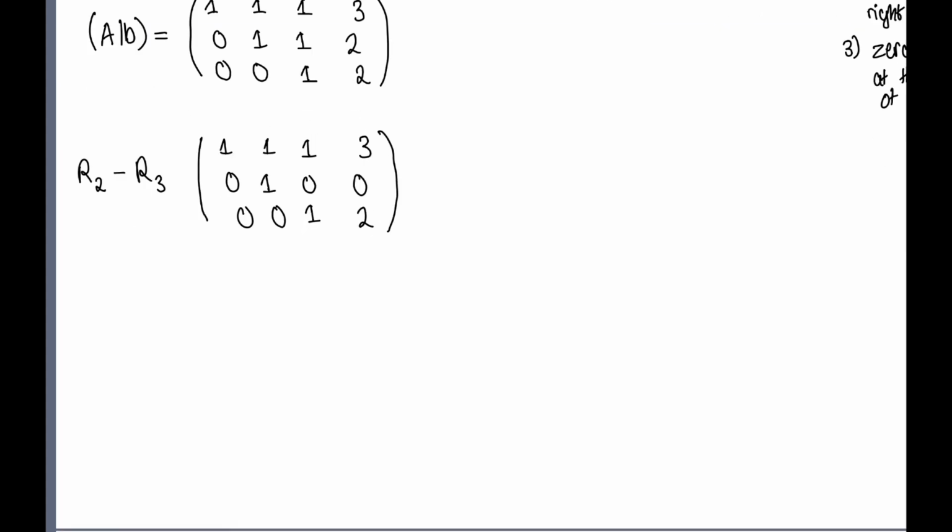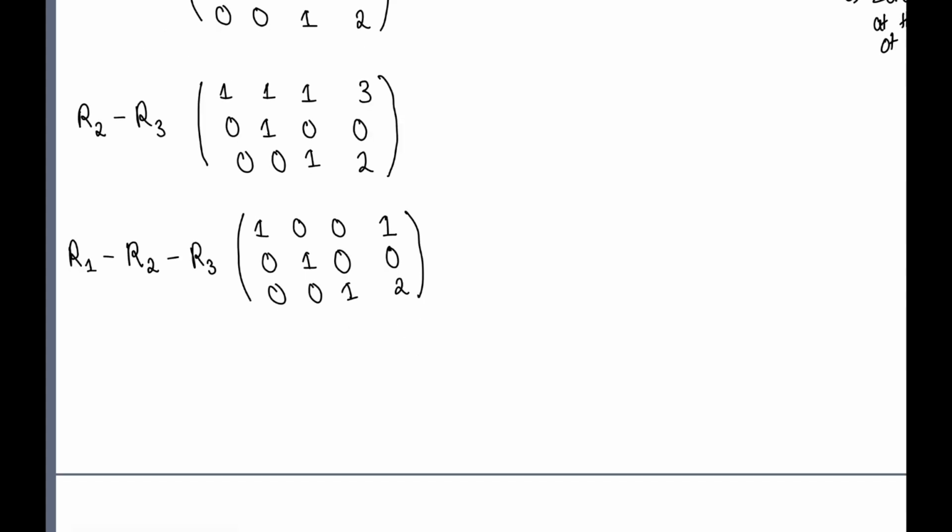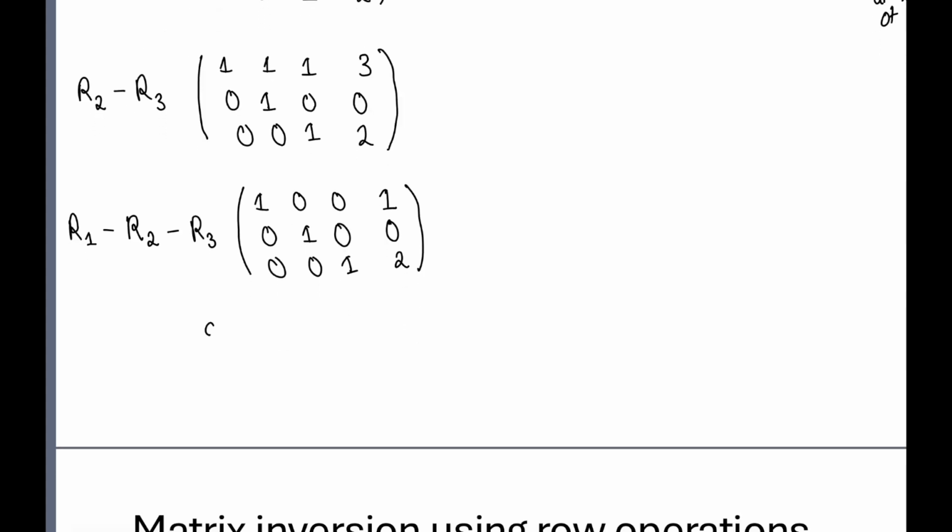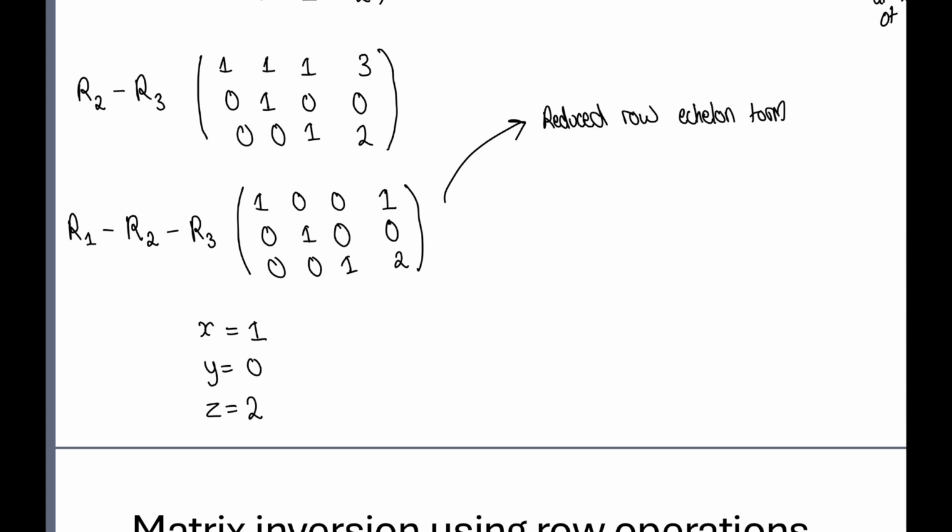And now we must make these two ones into zeros. To do that, we subtract row 2 from row 1, and subtract row 3 from row 1. Then we're left with 1, 0, 0, 1, 0, 1, 0, 0, 0, 1, 2. Now this matrix tells us that x is equal to 1, y is equal to 0, and z is equal to 2. This form of the matrix is called the reduced row-echelon form, and that's because it has these 4 properties.